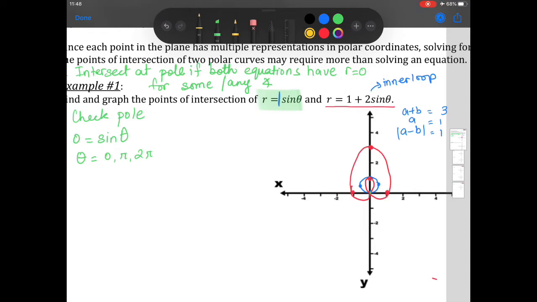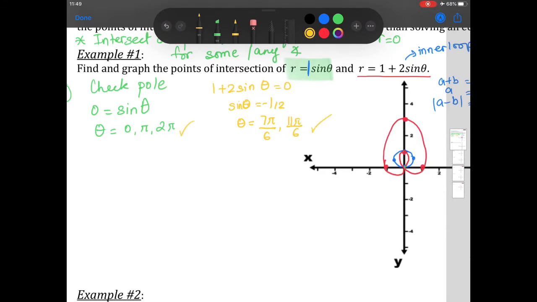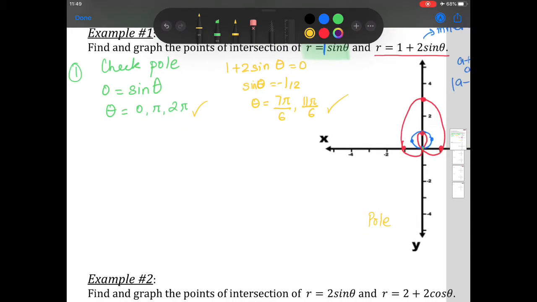I'm going to switch colors, actually. I'm going to take yellow, and I'm going to put this other equation, 1 plus 2 sine theta equal to 0. And if I solve for sine theta, what do I get? Negative half. So theta would be what? Sine is negative in the 3rd and 4th quadrants. So it's 7 pi over 6 and 11 pi over 6. So we did get an angle. So yes, it does intersect at the pole. So I already know the pole will be a point of intersection. That's my one thing. Right now I want to find the other one.